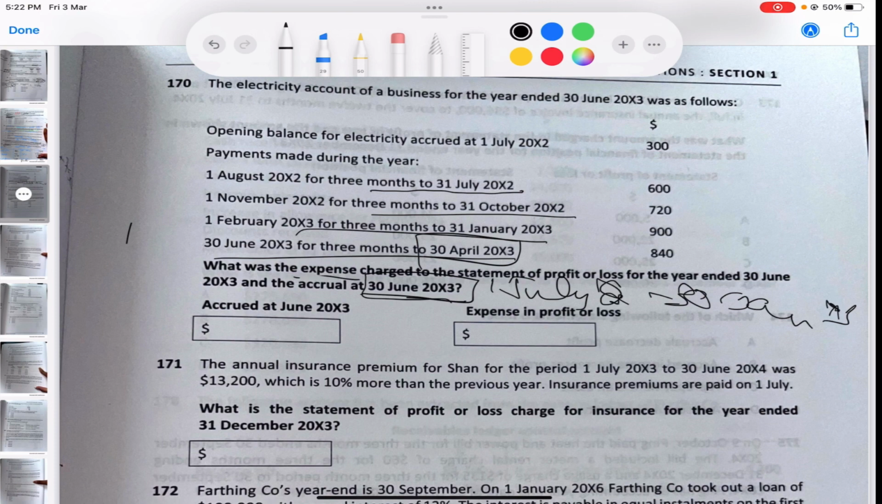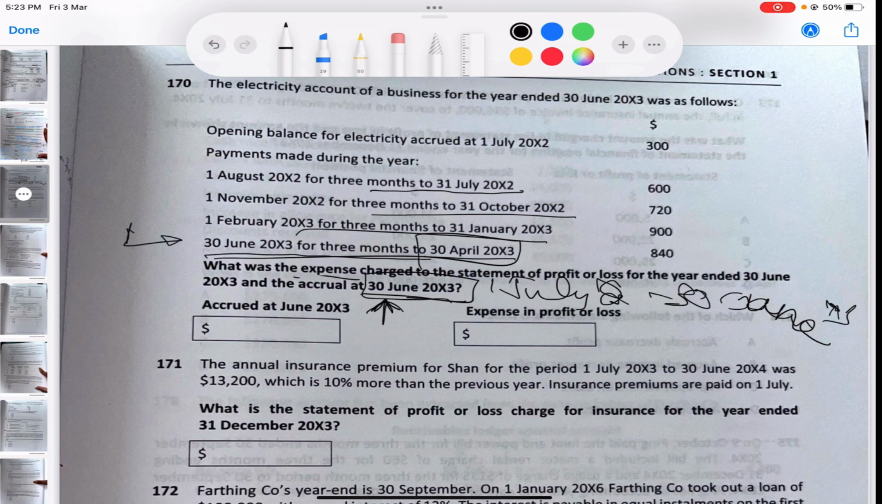Think about it. Again, my year ends at 30 June 2003, not January. See, that's the mistake you can make in the exam. We might just get confused with the year. So my year ends at 30 June.